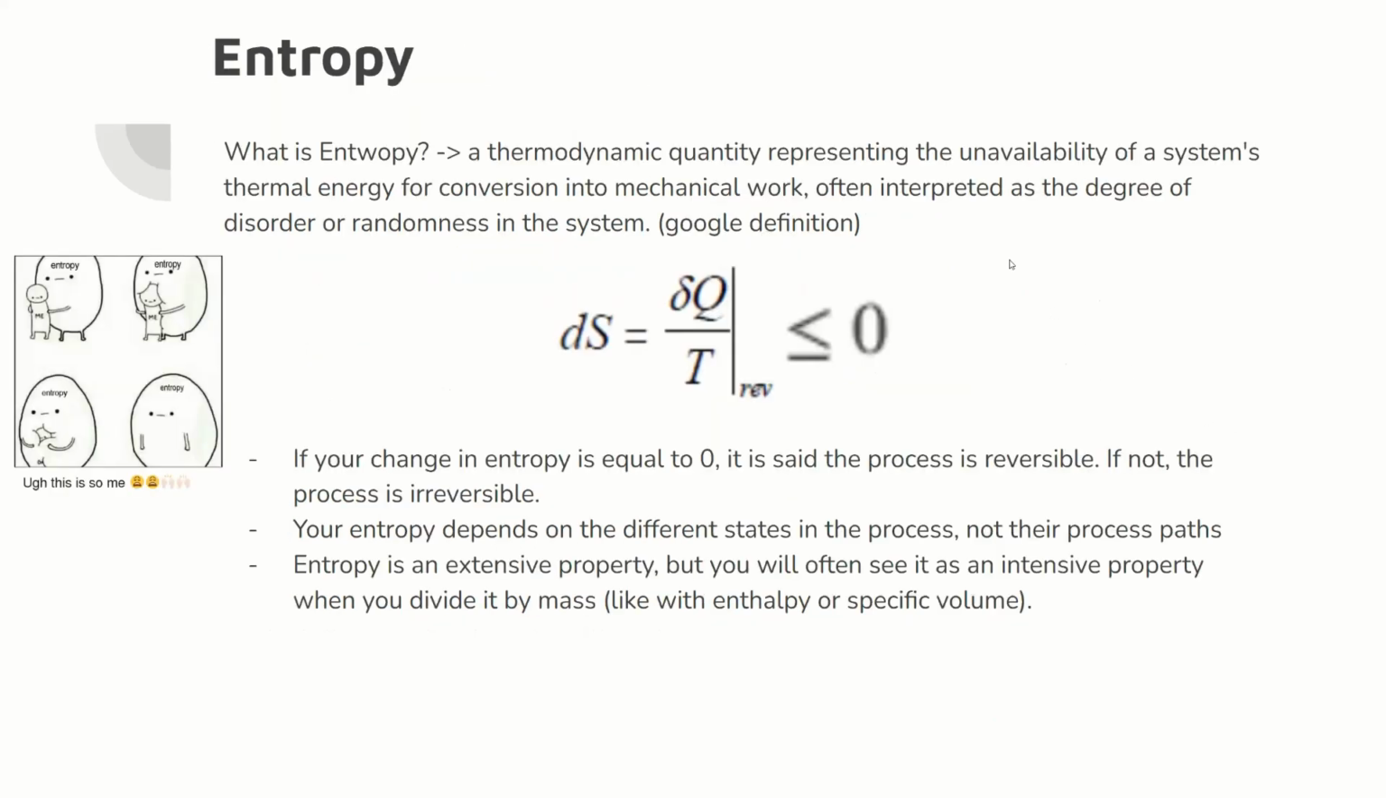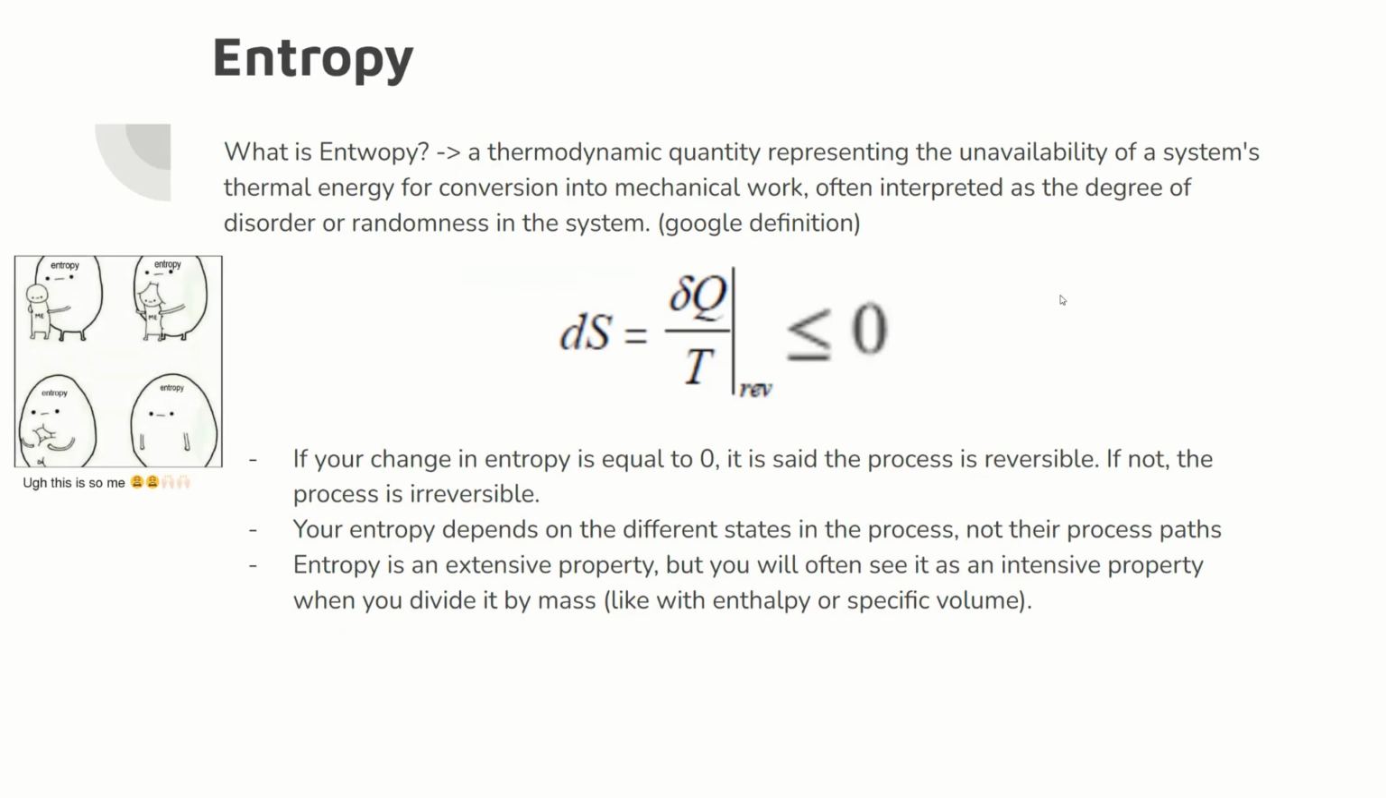Okay, entropy. So this is the last part. So what is entropy? For theory's sake, it's a thermodynamic quantity representing the unavailability of a system's thermal energy for conversion into mechanical work, often interpreted as the degree of disorder, randomness, and so on. A good example of this is it's just stuff that the universe throws at you that makes your system even less ideal than you anticipated it to be.